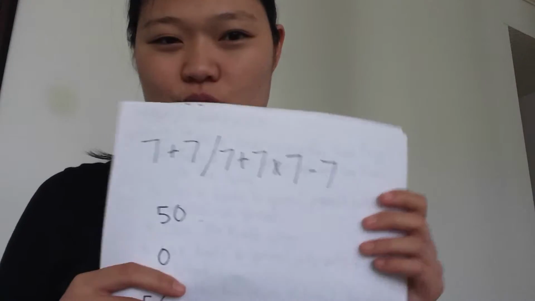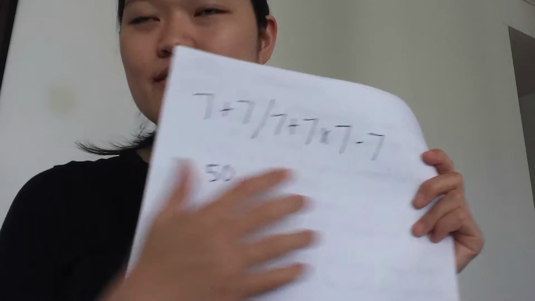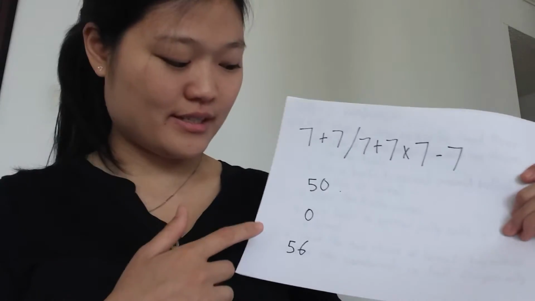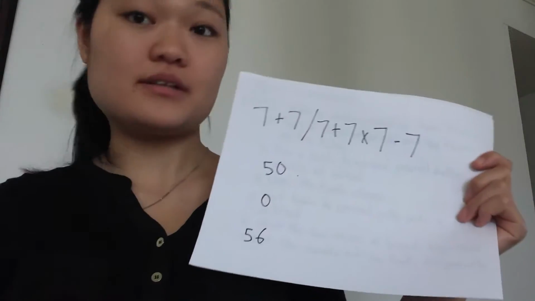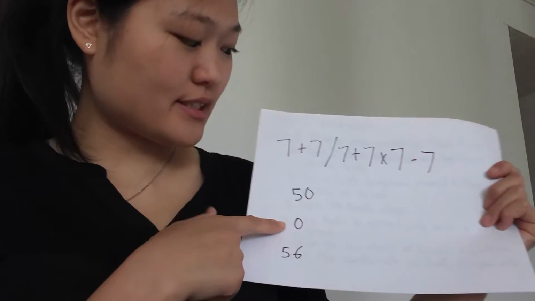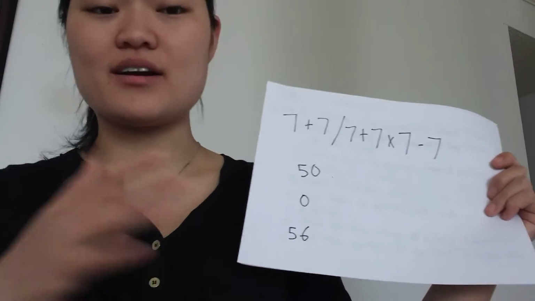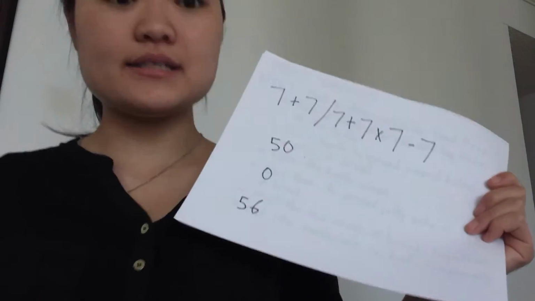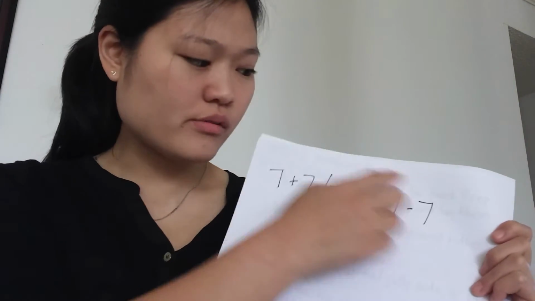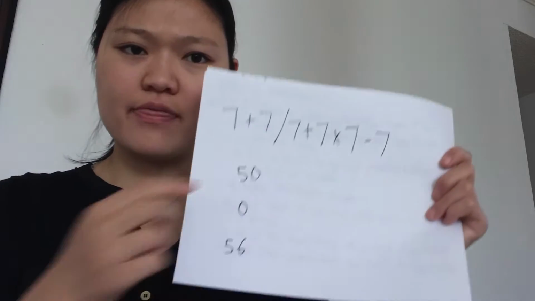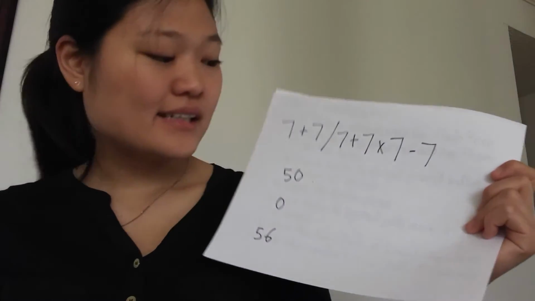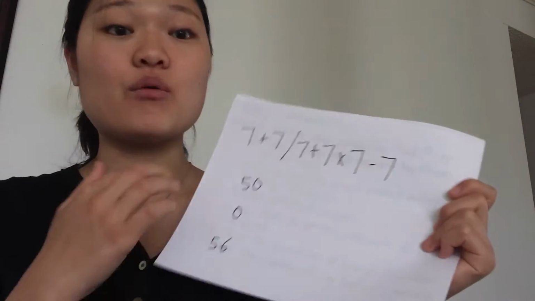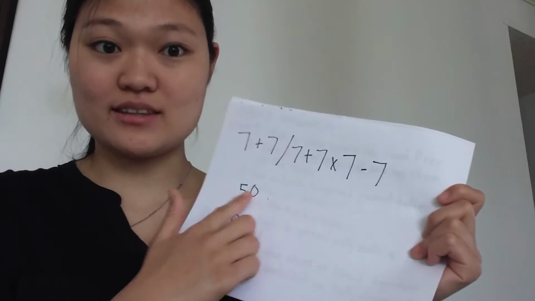And so what I want you to do is look at our warm-up and try to think about what you did. If you got 50, good job, that's the answer. If you got 0, then you may have done something wrong, and same with 56. So the people who got 50, I want you to try to figure out how people read this so that they got 0 and 56. And the people who got 0 and 56, I want you to try to solve it so that you get the right answer.